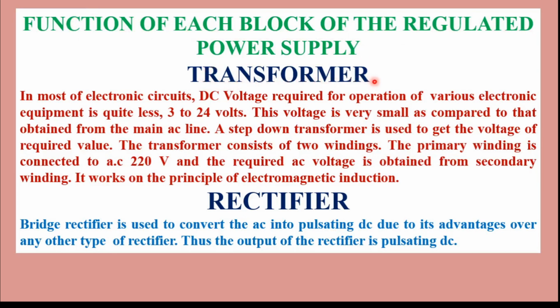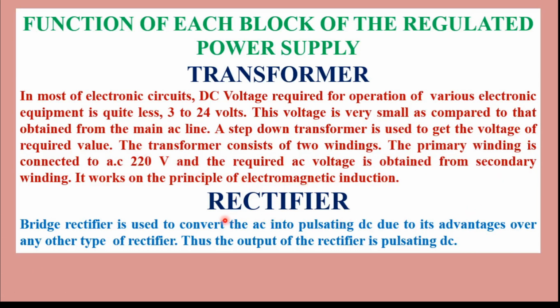The first section of regulated power supply is the transformer. In most electronic circuits, the DC voltage required for operation of various electronic equipment is quite less, 3 to 24 volts. This voltage is very small as compared to that obtained from the main AC line. Therefore, a step-down transformer is used to get the value of voltage required. The transformer consists of two windings. The primary winding is connected to 220 volt AC mains and the required AC voltage is obtained from the secondary winding. It works on the principle of electromagnetic induction.